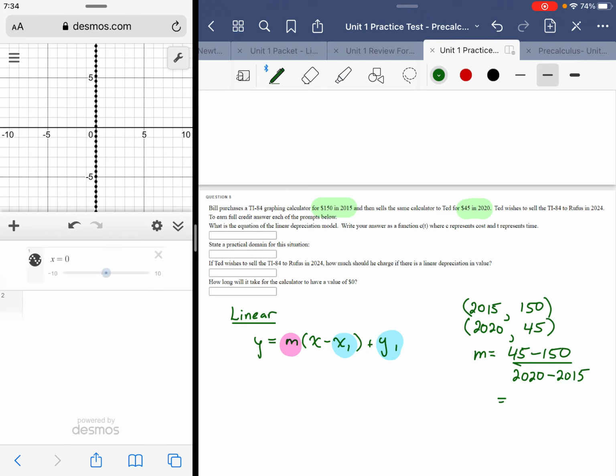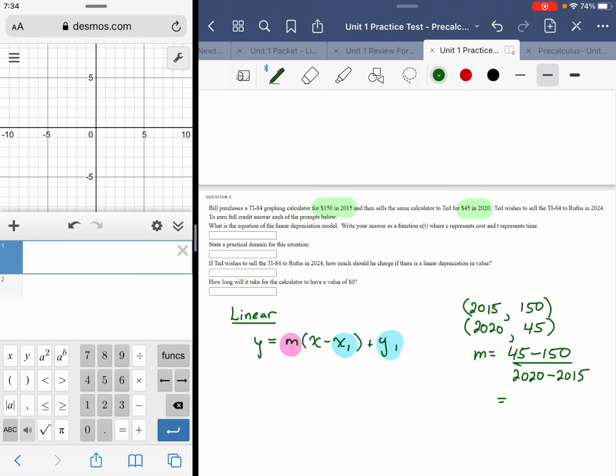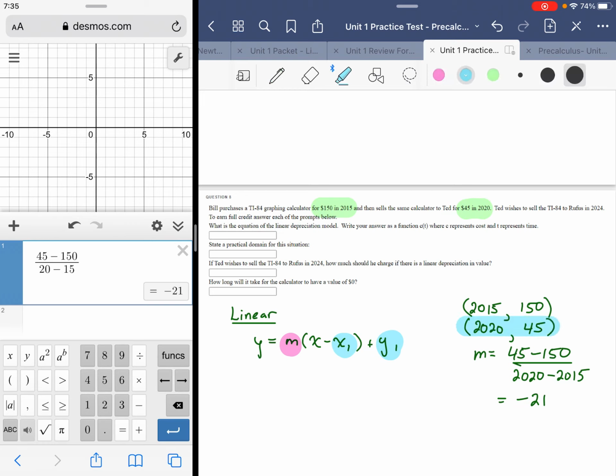Crunch those numbers, just pop it right in. 45 minus 150 over 20 minus 15, because it's really a 5-year difference. So we're looking at negative 21. Then choose one of the two coordinates to call x, y. All right, we reviewed this a bunch of times. These numbers look a little nicer, so I'm going to go with those. So we're going to call these x1, y1.